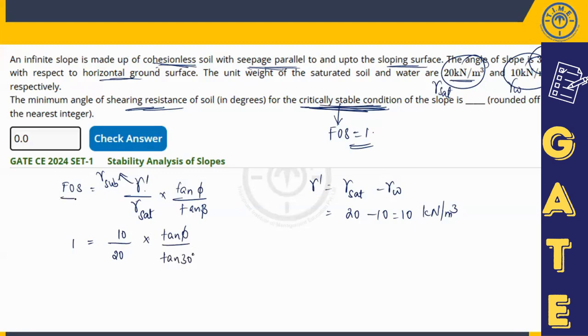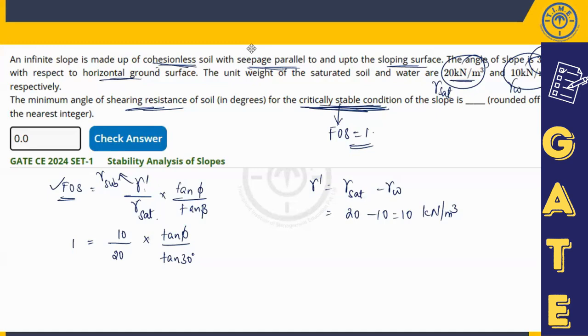Listen, my dear students, the factor of safety formula for a cohesionless soil with seepage parallel to the sloping surface is given by gamma dash by gamma sat into tan phi by tan beta. Since it is saturated; if it were unsaturated, you would have taken gamma simply. So from this, I want you to calculate the value of phi and tell me the answer.